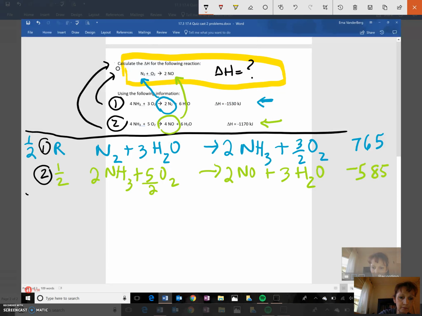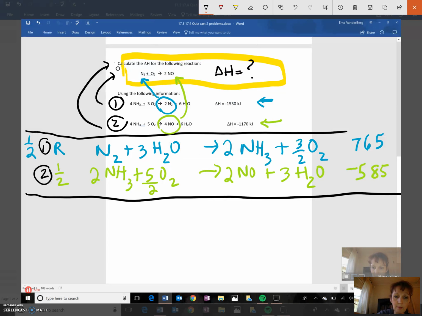We're almost done. Now, when I simplify these two and add them, if I get what I'm trying to solve, then I've solved for the enthalpy of reaction. Both sides have 2 NH3s, so we can subtract those from both sides. Both sides have 3 H2Os, so we can subtract those from both sides and eliminate them. The only other thing we need to do is combine O2s.